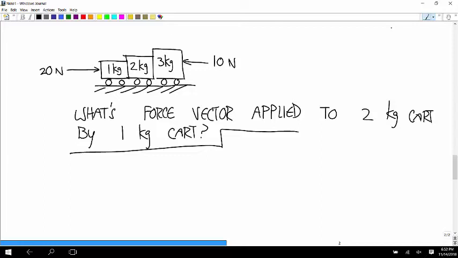So first, isolate all 3 of these together and calculate the acceleration. Why don't you take a minute and see if you can work through that? Ask me questions if you get stuck and talk to each other. But isolate all three together and calculate that acceleration.